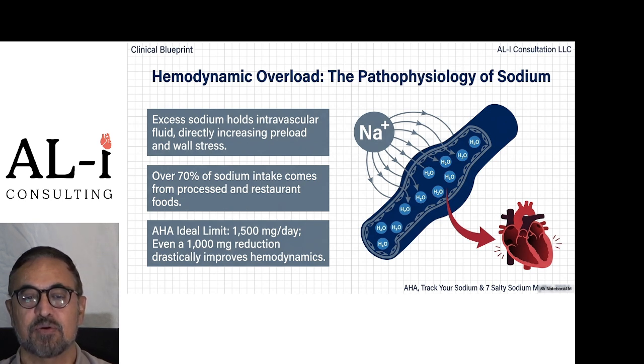Now, the pathophysiology of sodium is important to remember. Excess sodium holds intravascular fluid, directly increasing preload. Over 70% of sodium intake comes from processed and restaurant foods. Ideal limit is 1500 milligrams per day. A single meal at McDonald's can give you more than 2400 milligrams of sodium, and even 1000 milligram reduction drastically improves hemodynamics in patients.